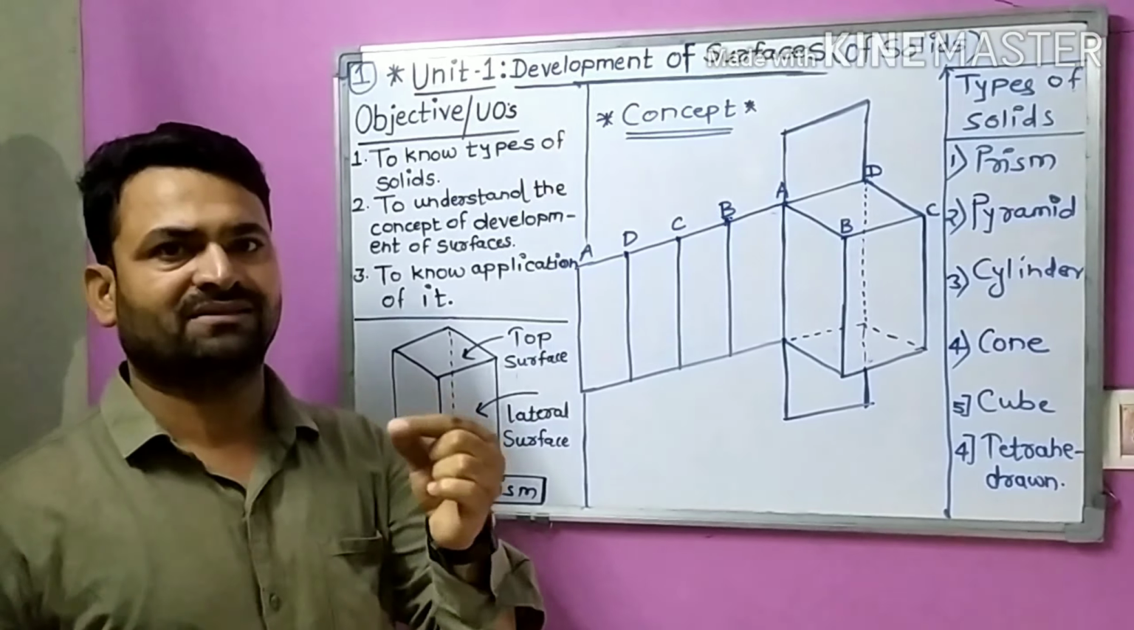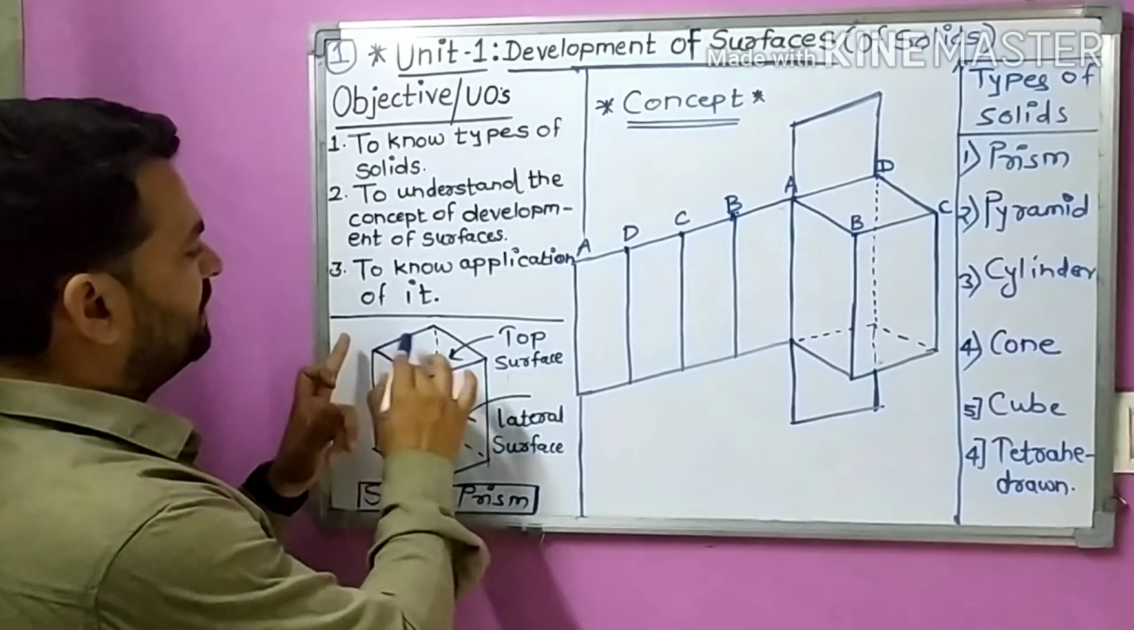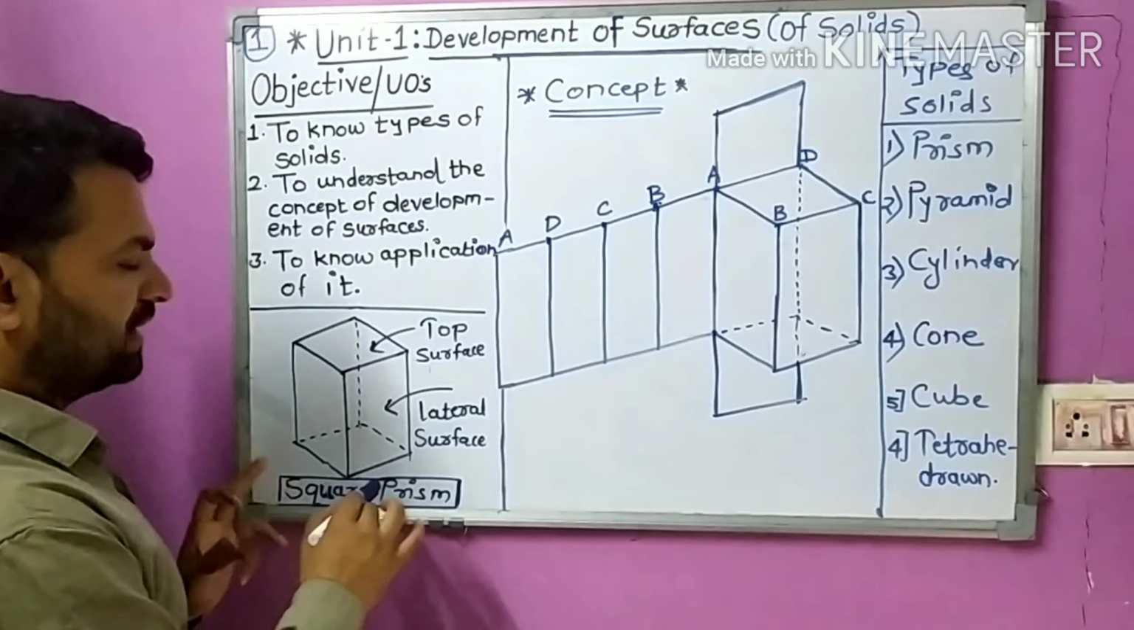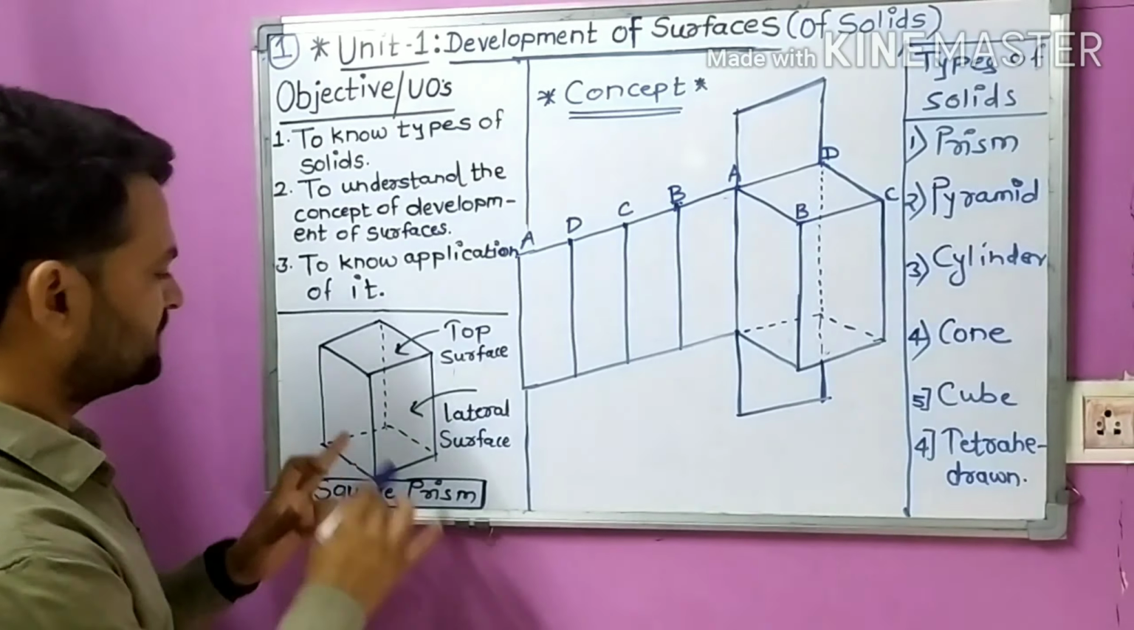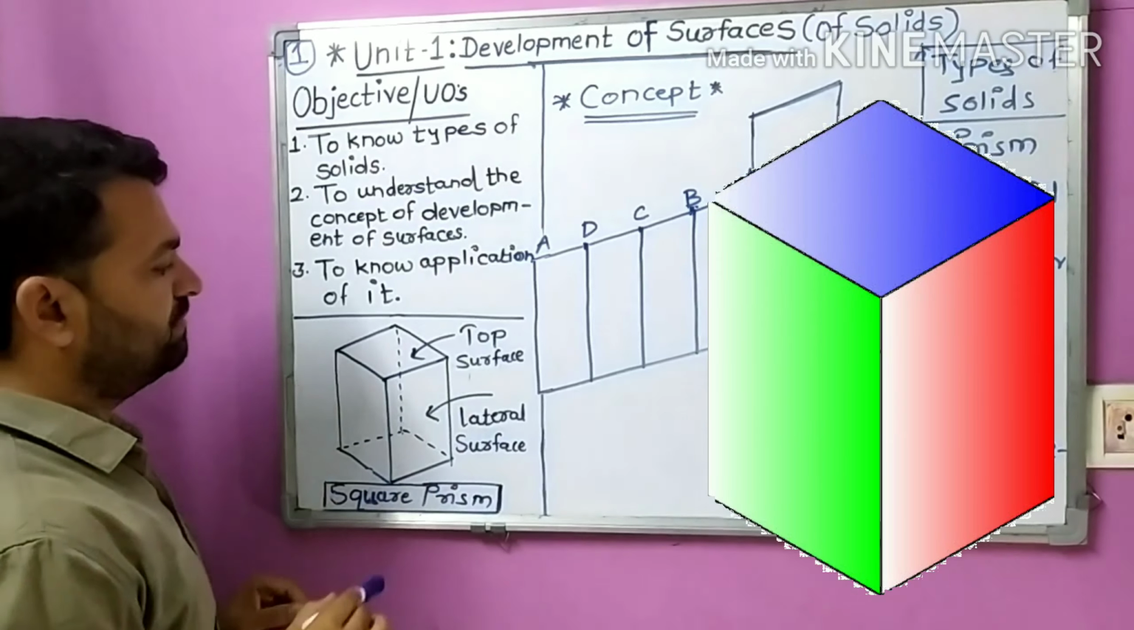So let's start with the types of solids. I have drawn one solid, that is a square prism. There are various types of solid. I have just drawn one solid, that is a square prism. See, this is a square prism.